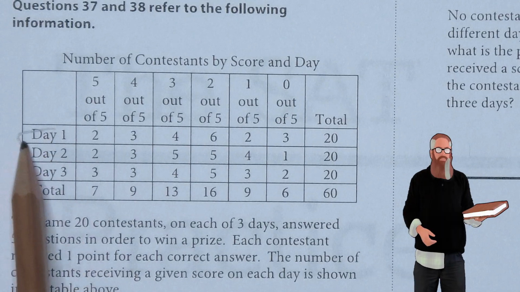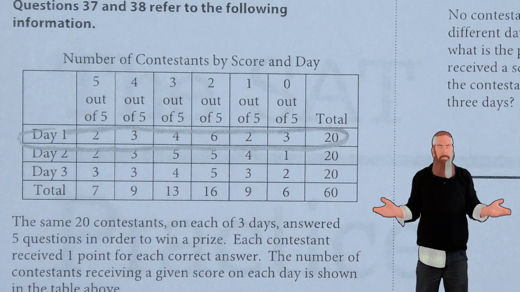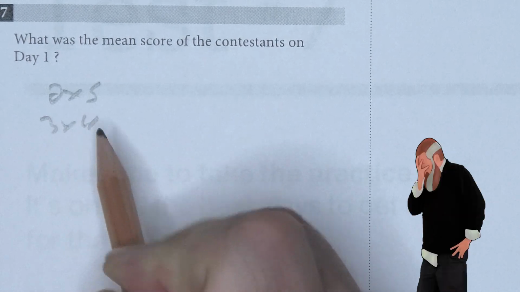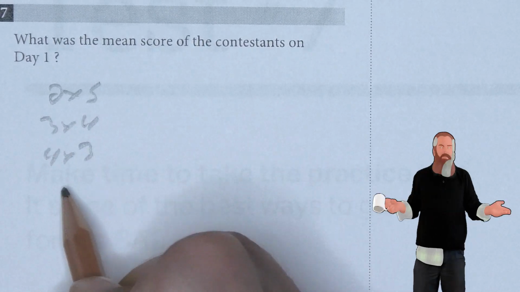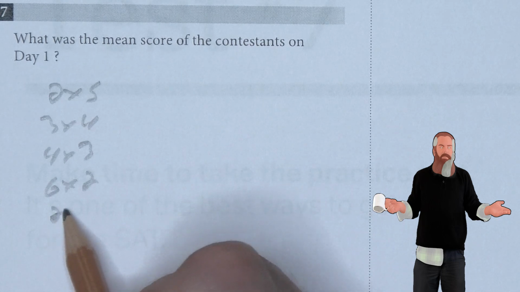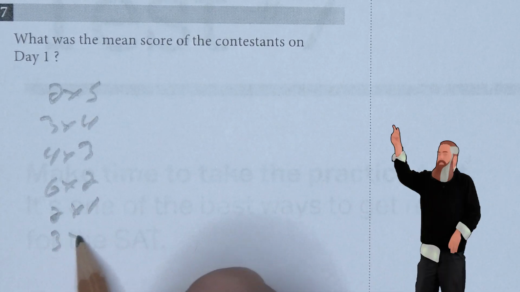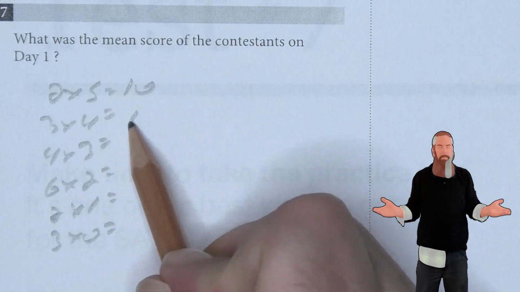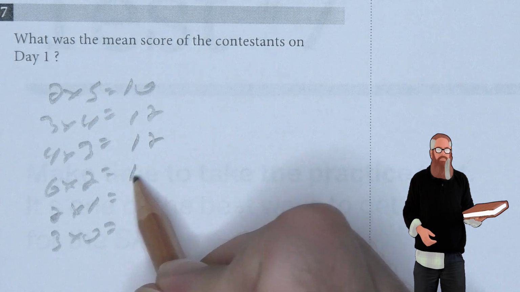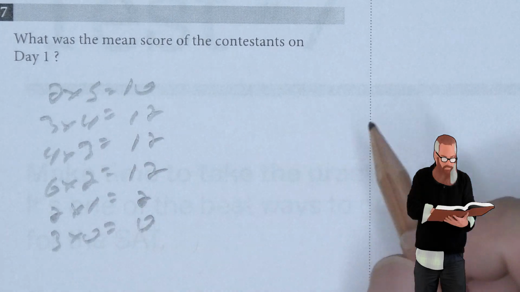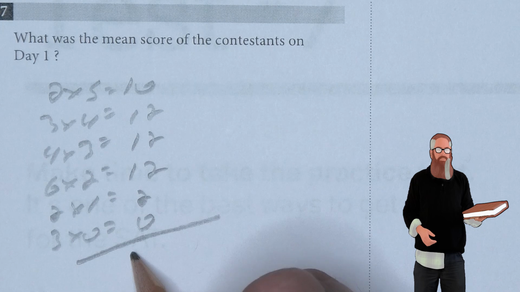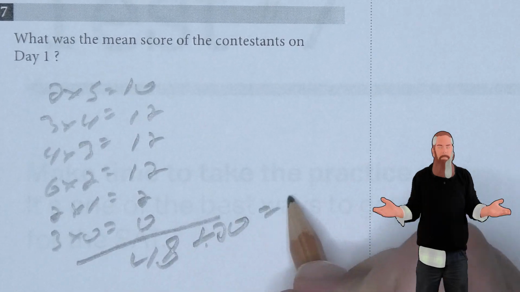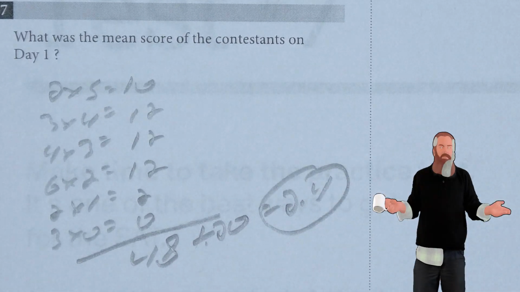So for this case, we only need to be looking at this line right here. This is going to give us a 2 times 5, a 3 times 4, a 4 times 3, a 6 times 2, a 2 times 1, and a 3 times 0. So we can do some nice simple multiplying to get 10, 12, 12, 12, 2, and 0. Now if we add all these up, we're going to get 48. But there was a total of 20, so we can divide by 20 to get 2.4, which is our answer.